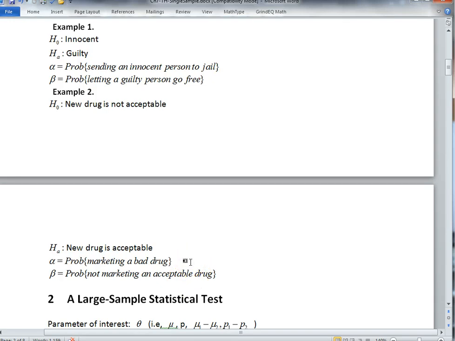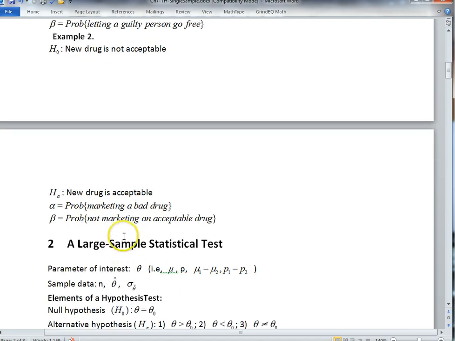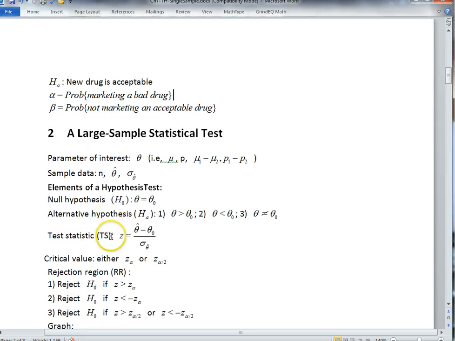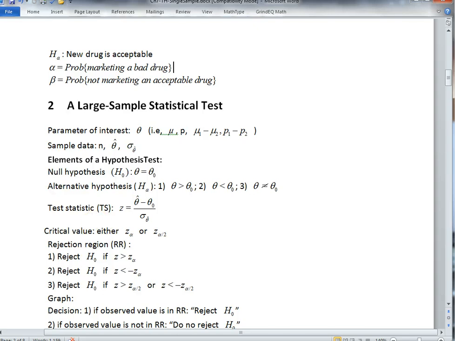lose a market opportunity. You can lower both of them by picking a large sample. Spending more money means you can control both of these errors. So here is the large sample test. I'm going to go over this quickly and then go to a real example.